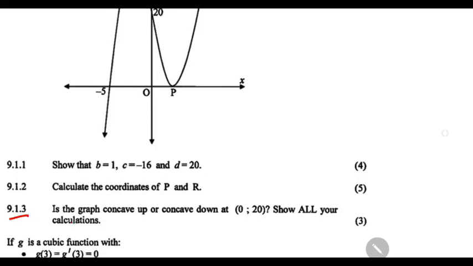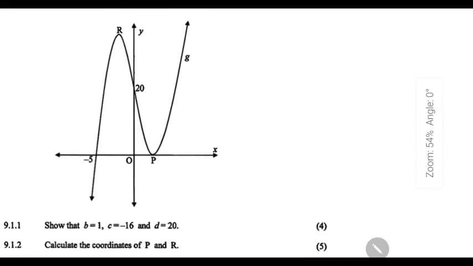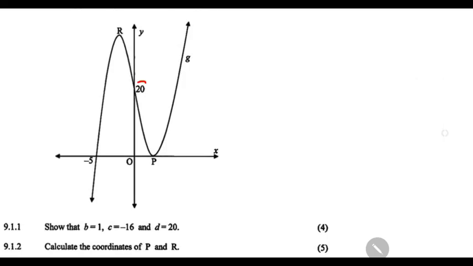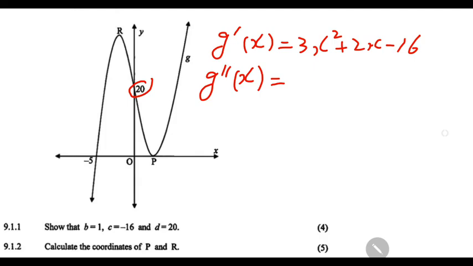Now the question says, is the graph concave up or concave down at (0; 20)? Show all your calculation. So we need to see whether the graph is concave down or concave up at this point here. We need to apply the second derivative to check. The second derivative is going to be 6x plus 2. Now we're looking at x equal to 0 here. Must remember, this is the y-intercept, the x value is 0 here.